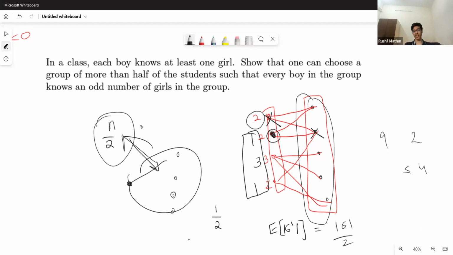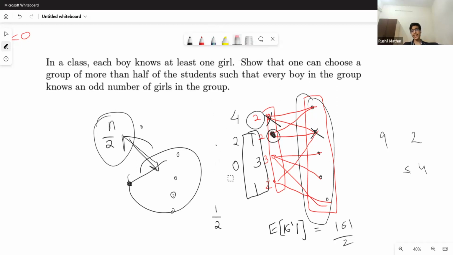Why is that true? Yeah, or even equal probability. That's the sort of thing you basically want to prove.